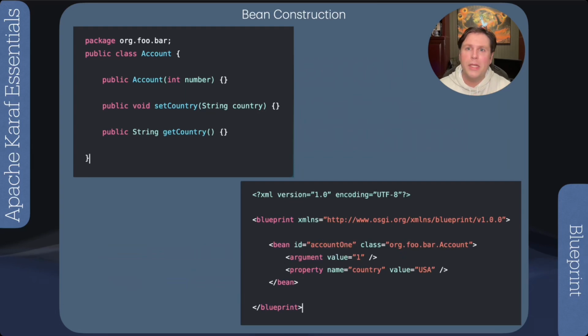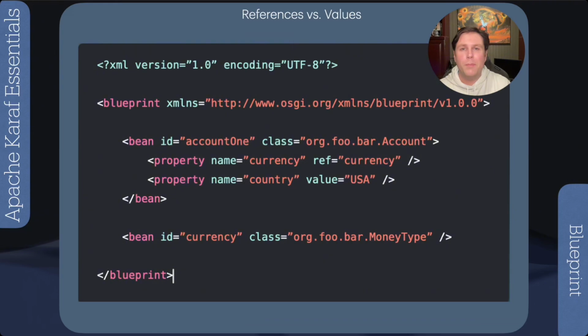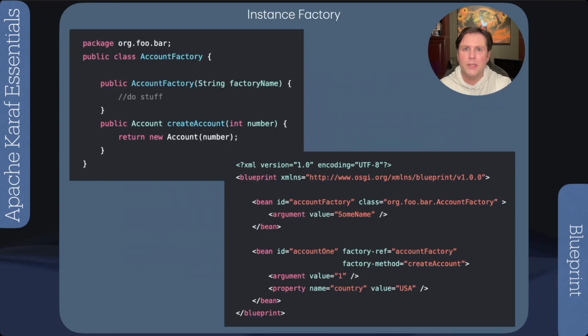When we're creating our beans, we take standard Java, shown here in the top corner of the screen, and when we put it into Blueprint, we just create a bean, give it an identifier, and say which class the code comes from. We can pass in any arguments and set properties on the object as usual. We can pass in references or values. Values are things like text, numbers, and Boolean values. References are more complex things like objects or service references that we need for our object.